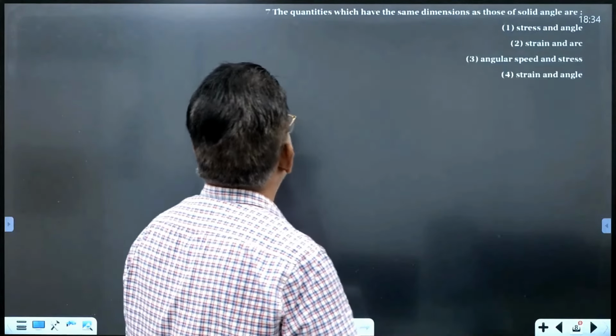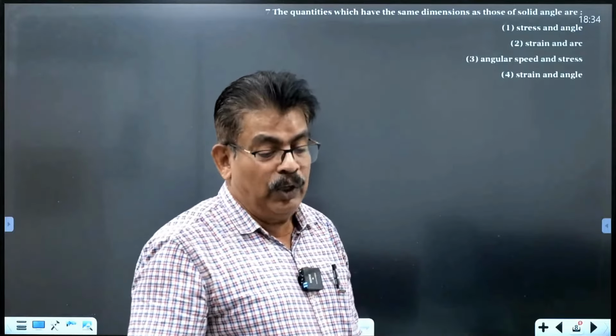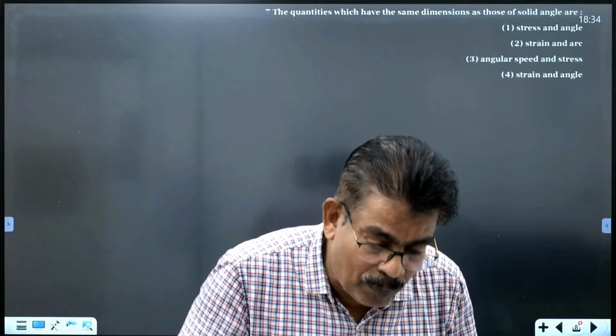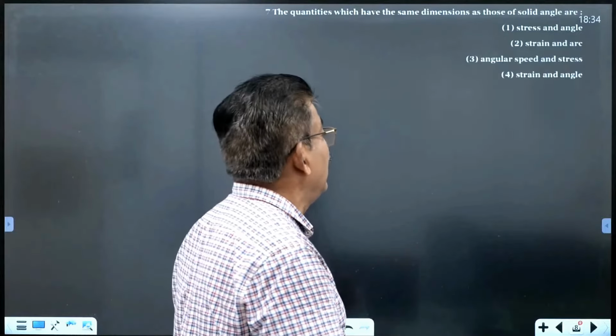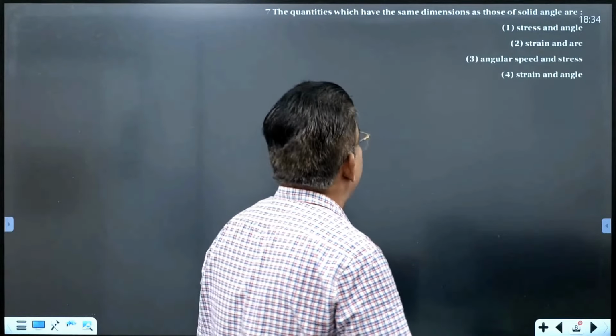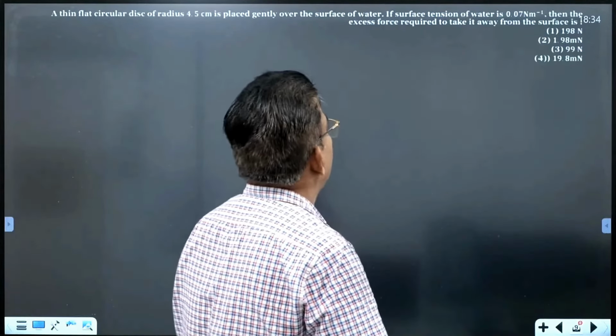Come on, simple question: quantities which have the same dimensions. Everybody knows it. The moment you see the question, everybody will say that strain and angle are without dimension, and your answer is 4. We go to the next question.